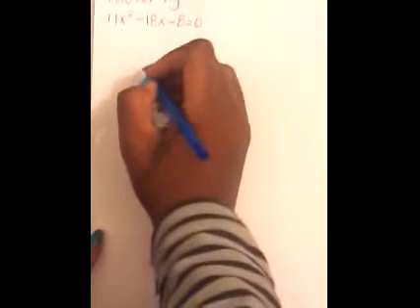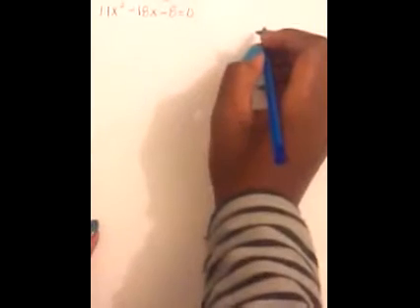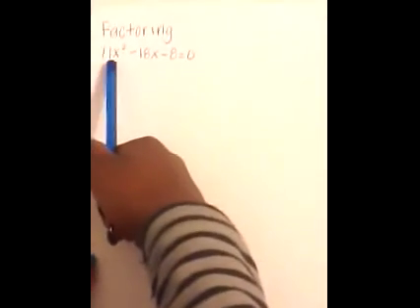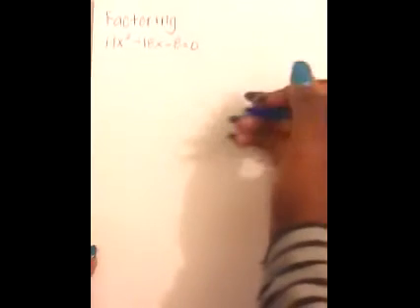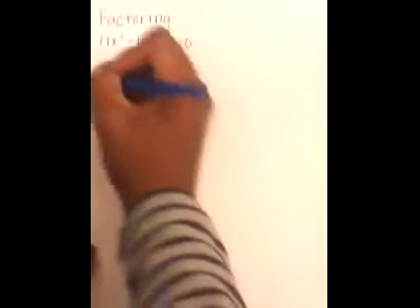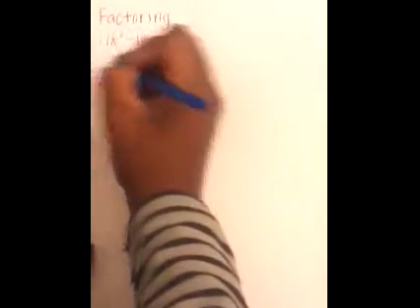There you go. The first example I'm going to be doing for solving quadratic equations is factoring. The equation is 11x squared minus 18x minus 8 equals 0. First, you must get the factors of the binomials, so we're going to start off by putting parentheses.